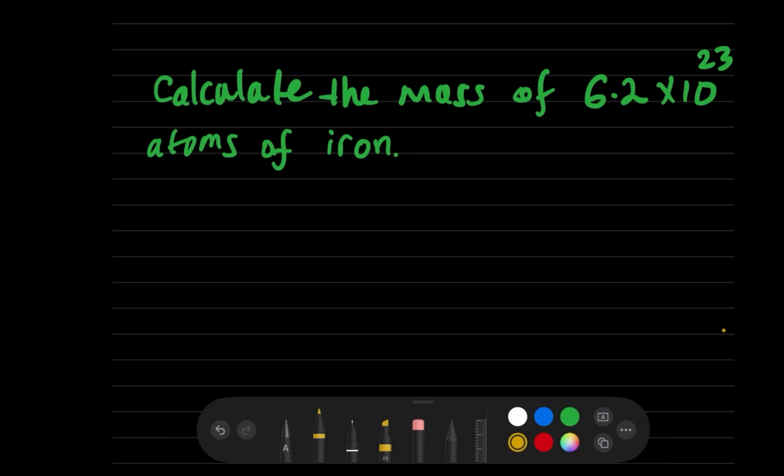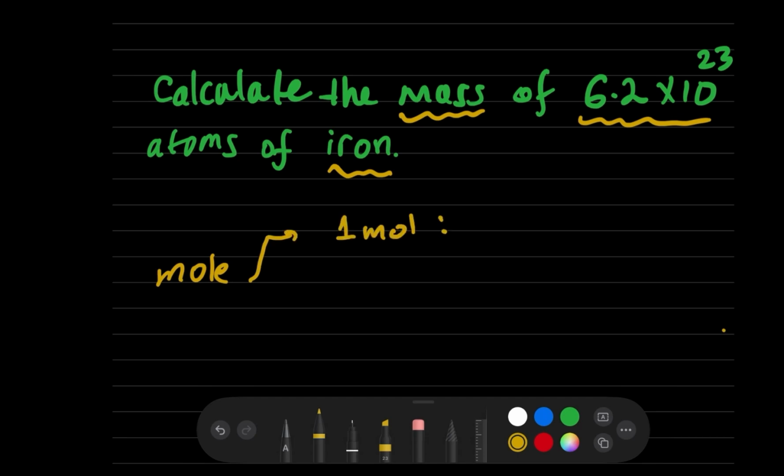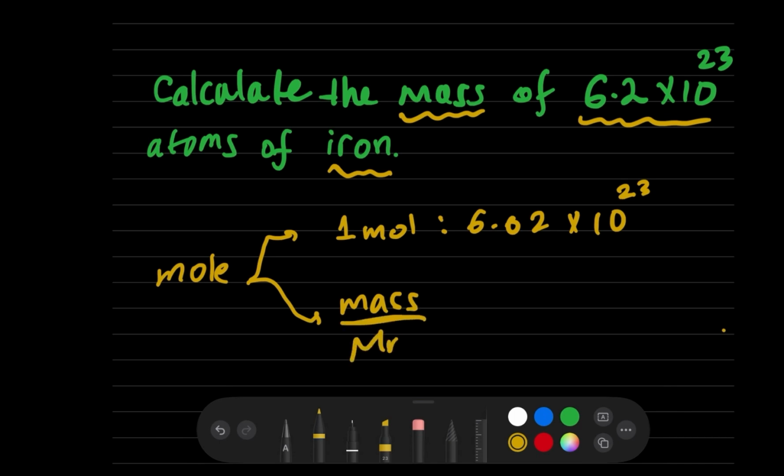Let's start practicing on some questions. Read this question carefully. In this question we need to calculate the mass of this given number of atoms of iron. So how can I do this? Keep in mind, we can calculate the moles by different methods. The first method: remember that each 1 mole of any element or compound contains 6.02 times 10 to the power 23 particles. Or we can calculate the moles by applying the mass over the molar mass, which is MR abbreviated.